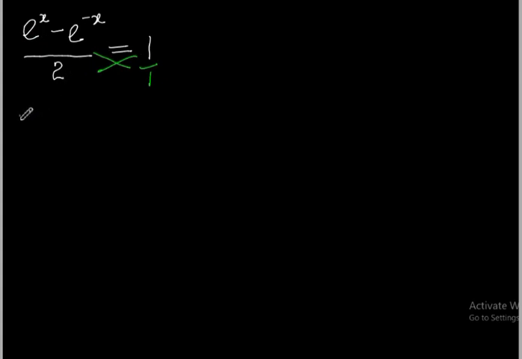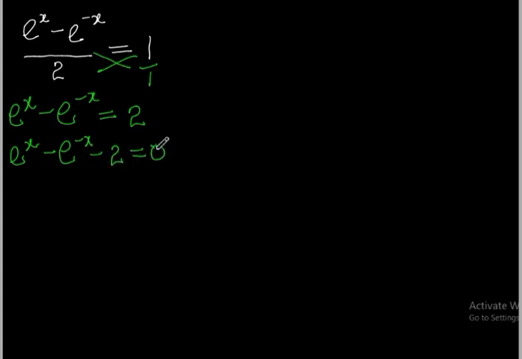We have e^x minus e^(-x) equals 2, multiplying 1 becomes 2. Next, we can move this 2 to this side of the equation to have e^x minus e^(-x) minus 2 equals 0.